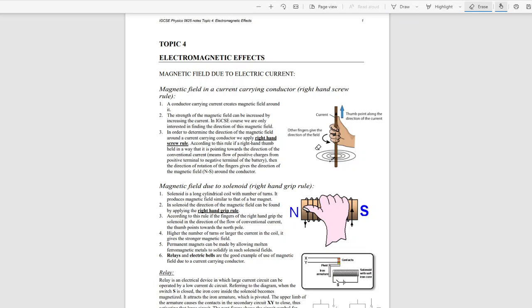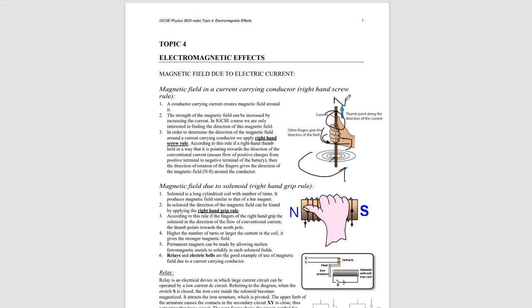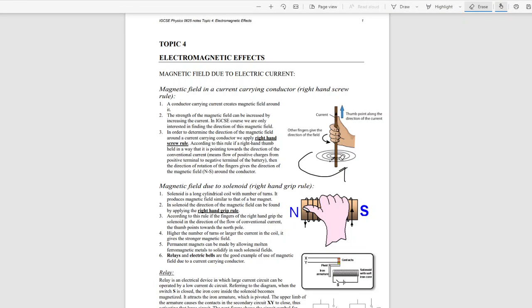So what this rule says is that where your fingers wrap, you position them to where the current is going, which is coming from here, and where the thumb points is where we're interested in. Wherever the thumb points, that is the North Pole. It's as easy as that. You simply take your hand and wrap your fingers in the direction of the current, and that will give you the north or south. Quite simple, and that's what we call the right hand grip rule when we have a simple conductor.